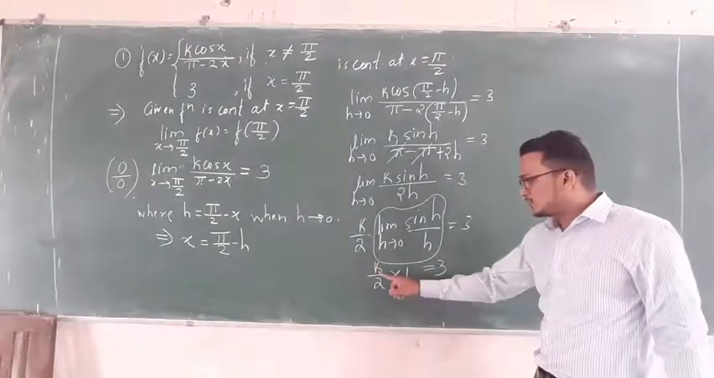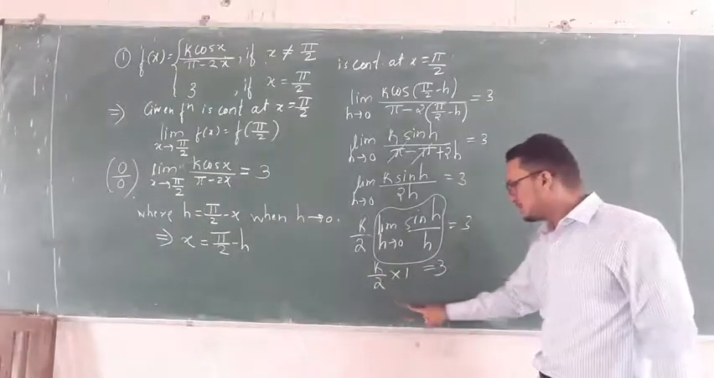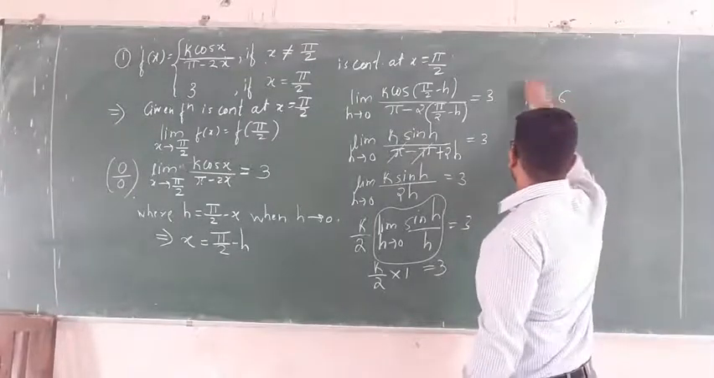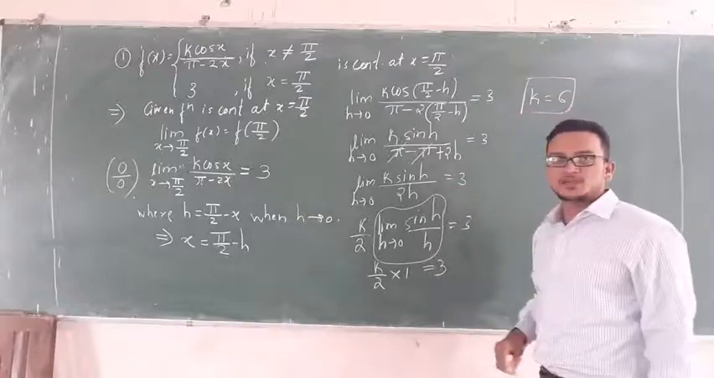Now you want the value of k. 2 is division. If I transfer it, it will multiply. So 2 3s are 6. So therefore k is equal to 6 here. k is equal to 6.